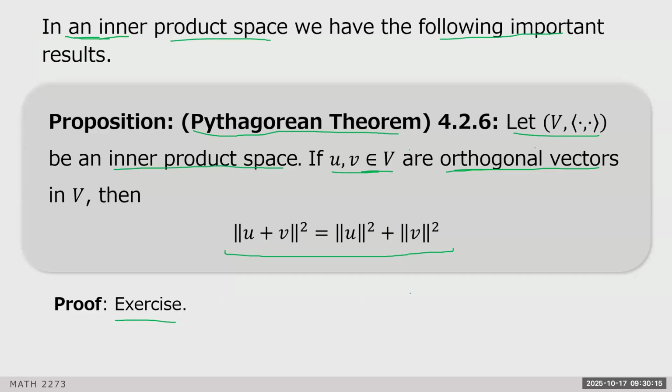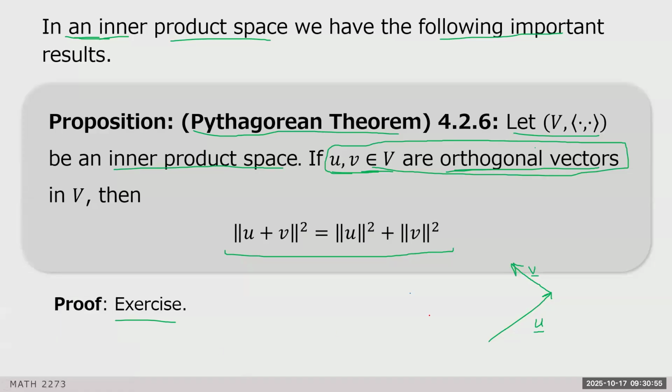Why is this called Pythagoras' theorem? If you draw it, you will see why it's called that. What is the condition? U and V are orthogonal. So let's draw the picture using regular arrows. You have two arrows, let's call this one U, and V, and they are perpendicular. Hopefully I put the arrowhead correctly. Then what is the vector U plus V?